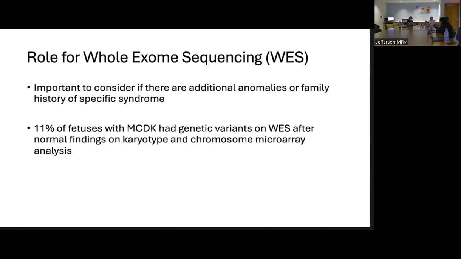What about a role for whole exome sequencing? It's important to consider if there are additional anomalies or a family history of a specific syndrome. Certainly, remember, chromosomal microarray is not going to detect your single gene disorders. So 11% of fetuses with MCDK had genetic variants on whole exome sequencing after a normal karyotype and chromosomal microarray. I thought that was pretty good. And this is in line with what an exome in general yields for an isolated finding.